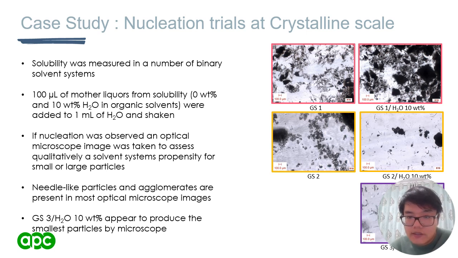As you can see, in the microscope images taken in the nucleation trials, in the Glucosome 1 and water solvent system, significant agglomeration was present, and therefore this solvent system was discarded. And in the Glucosome 2 system, even with the presence of agglomeration, it seems like a different crystal morphology was isolated. Therefore, this solvent system was kept for further study. And the most promising solvent system was the Glucosome 3 water solvent system, where discrete lath-like particles were isolated.